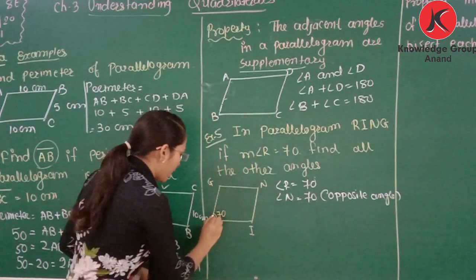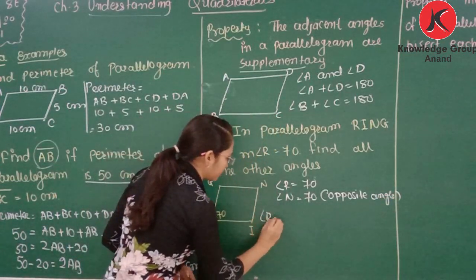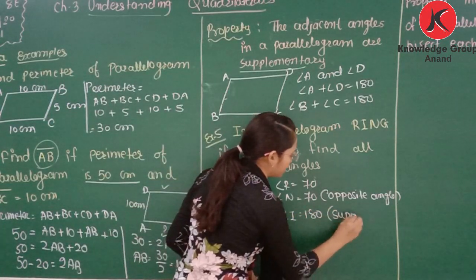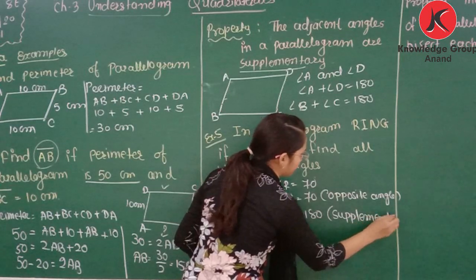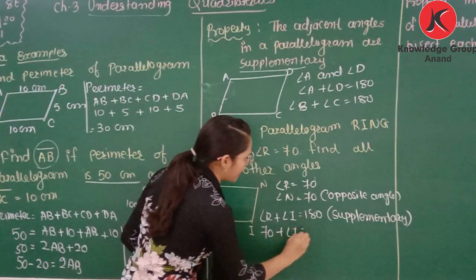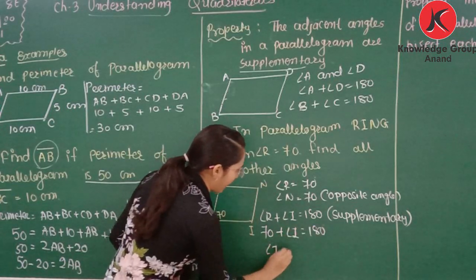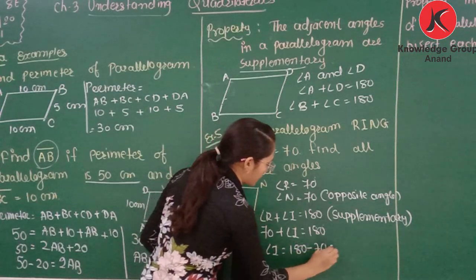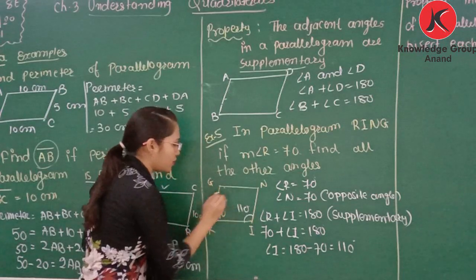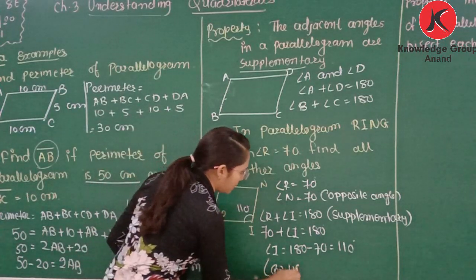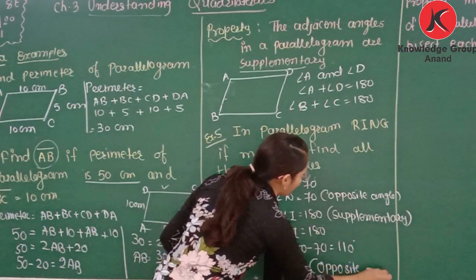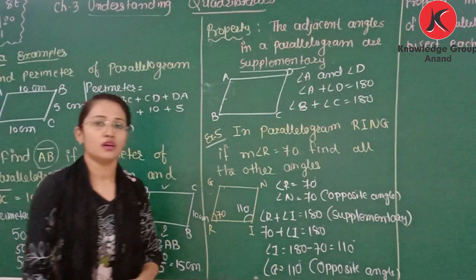Now angle R plus angle I is equal to 180. Why? Supplementary angles. So we can write 70 plus angle I is equal to 180. So angle I is equal to 180 minus 70, that is 110. If angle I is 110, then what will be angle G? It is also 110. Reason: opposite angle. It is compulsory to write the reason in a bracket.